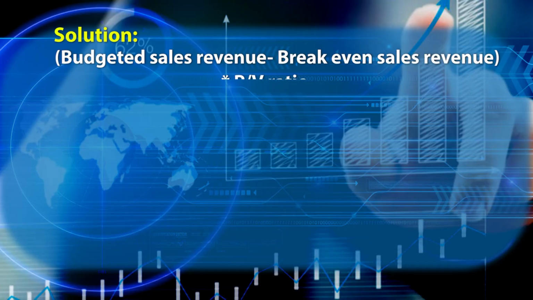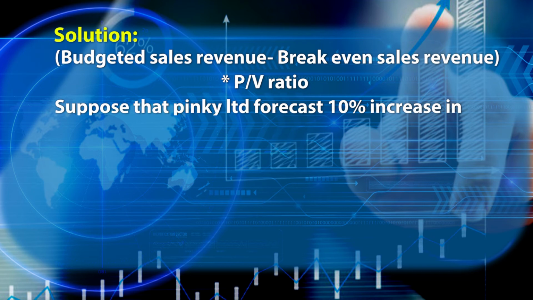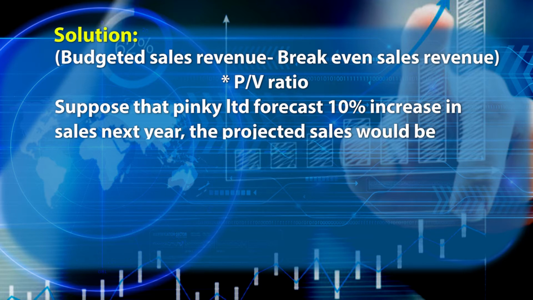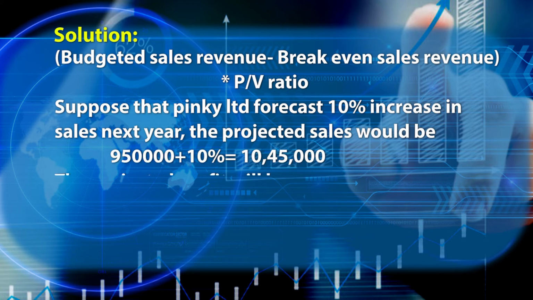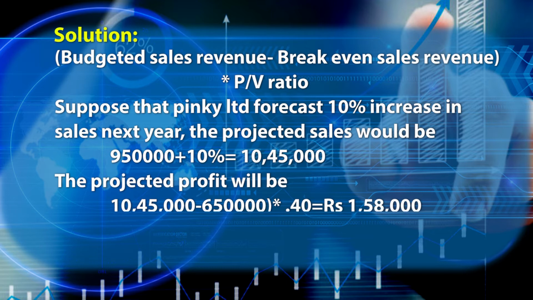It can be calculated using the equation: budgeted sales revenue minus break-even sales revenue, multiplied by PV ratio. Suppose that Pinky Limited forecasts a 10% increase in sales next year. The projected sales would be rupees 9,50,000 plus 10%, which will give you 10,45,000. The projected profit will be 10,45,000 minus 6,50,000, multiplied by 0.40, which is equal to rupees 1,58,000.